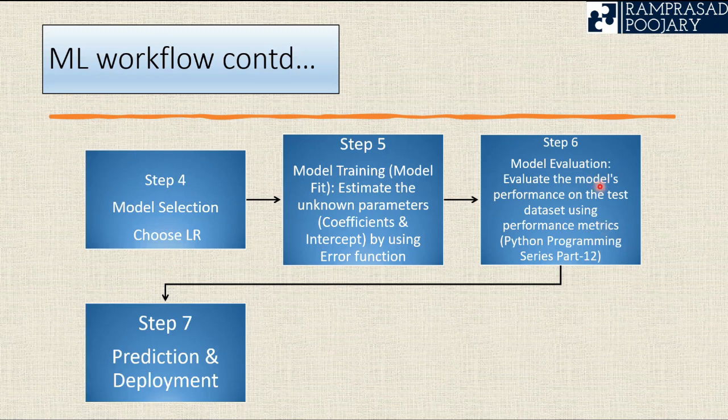Once you have evaluated the performance, and if you found that the error is minimum and it performs very well even during training, in that case you can perform prediction on a new data set, and finally you can deploy it into operation. So these are the various stages of the machine learning workflow. In this session, we'll just focus on step 5, which is model training.